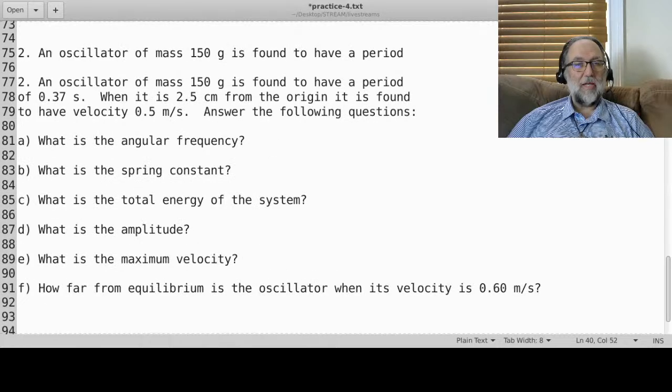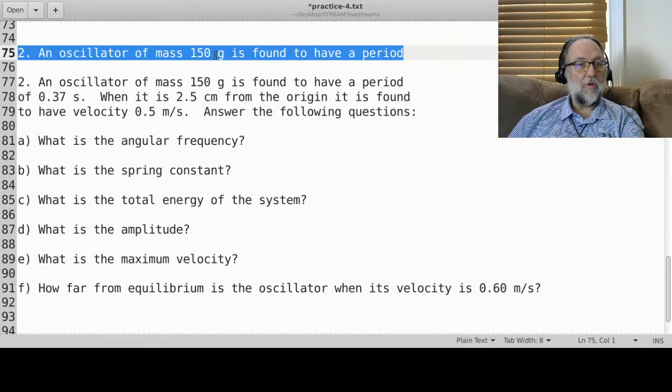So this last question is on a harmonic oscillator. All right, so for harmonic oscillator, oh, that's weird. I've got it written twice here. Let me get rid of this.